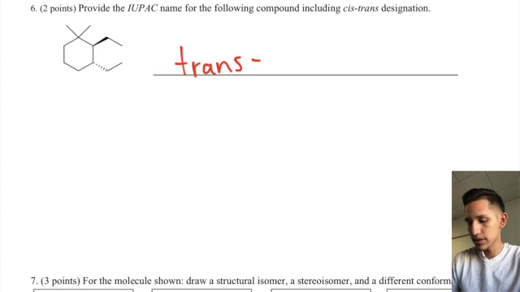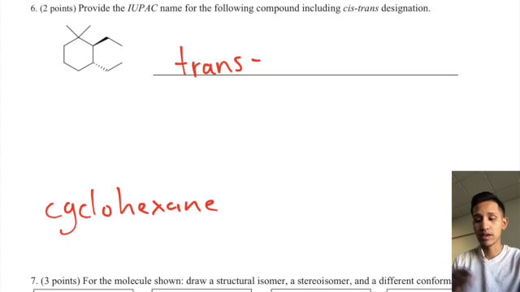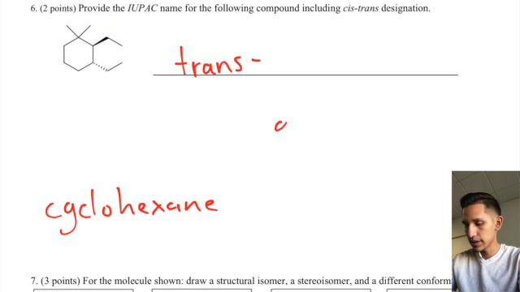Okay, so trans. And then now let's figure out our base, which would be our longest chain. But in this case, we have a ring, so it's going to be the biggest ring. So that would be a cyclohexane. All right. And so now let's figure out our branches. Looks like we've got 2 ethyls and 2 methyls. So we're going to have somewhere in our name a diethyl and a dimethyl.